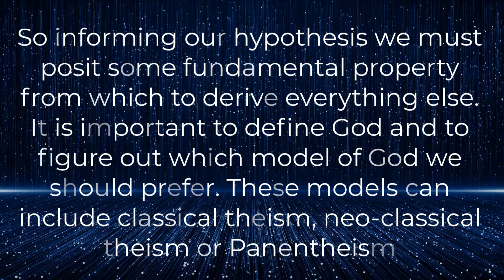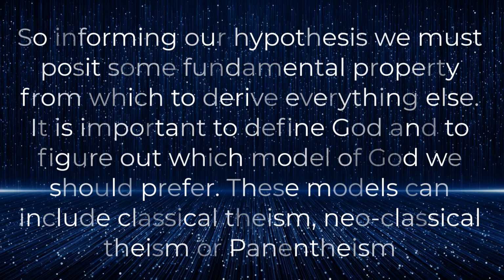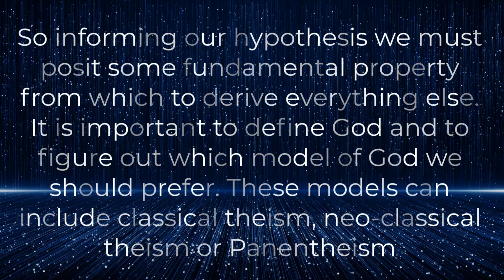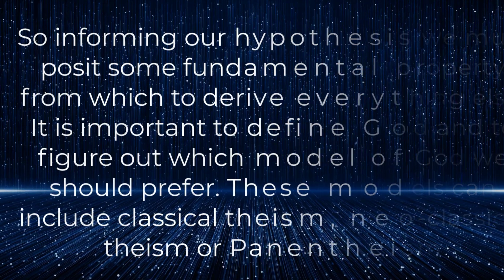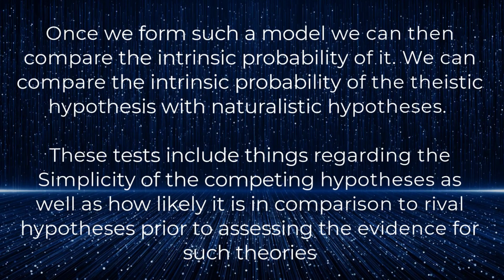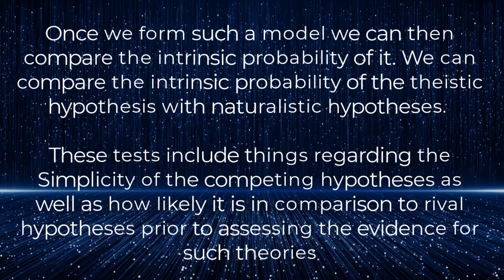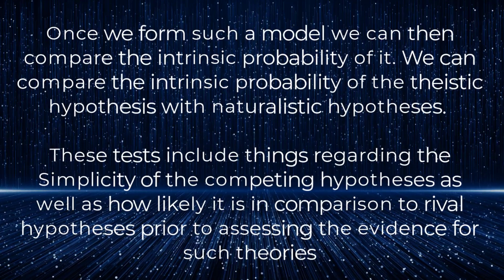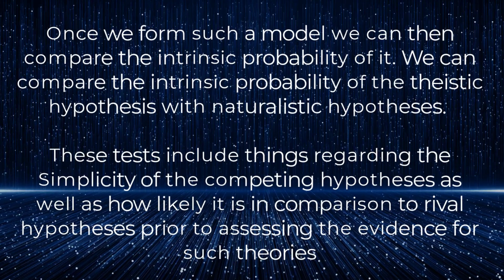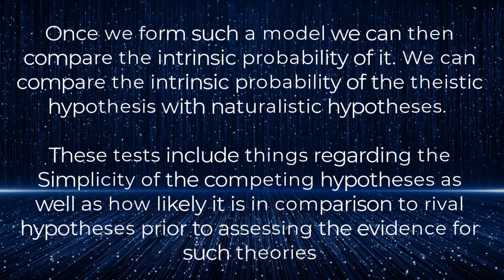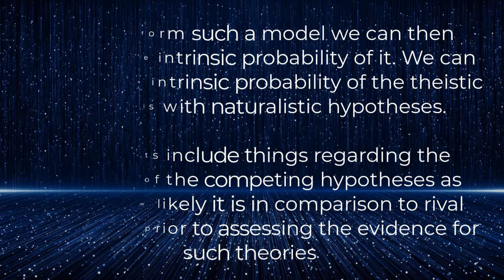When forming any hypothesis about the world, we must always start off with defining our terms, as well as sorting out any internal inconsistencies in the model. So in forming our hypothesis, we must posit some fundamental property from which to derive everything else. It is important to define God and to figure out which model of God we should prefer. These models can include classical theism, neoclassical theism, or panentheism. Once we form such a model, we can then compare the intrinsic probability of it. We can compare the intrinsic probability of the theistic hypothesis with any naturalistic hypothesis. These tests include things regarding the simplicity of the competing hypotheses, as well as how likely it is in comparison to rival hypotheses, prior to assessing the evidence for such theories.